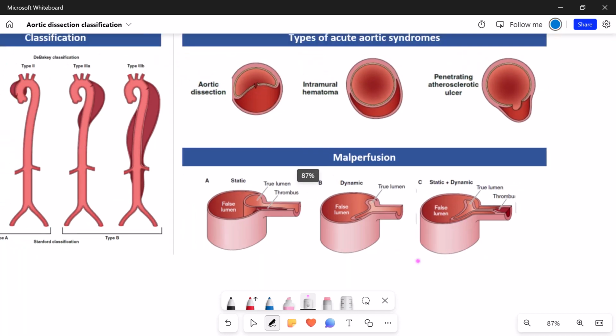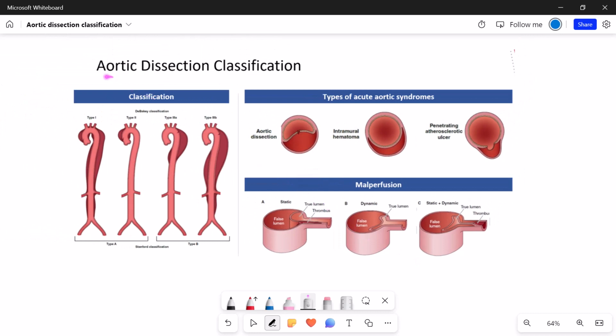So this is one of the flashcards regarding aortic dissection and acute aortic syndrome, which I think is very important for you to memorize in order to solve clinical cases and to help you again in the examination.